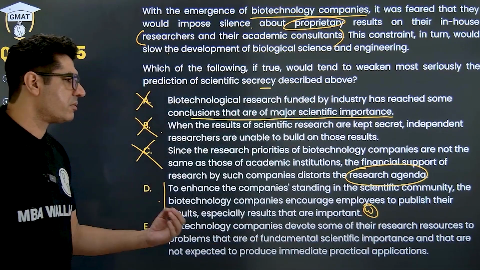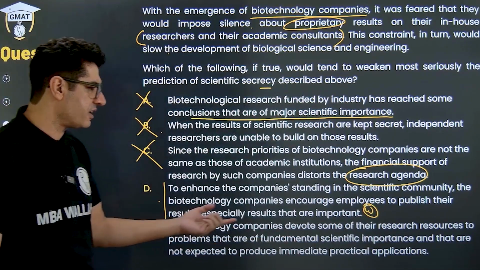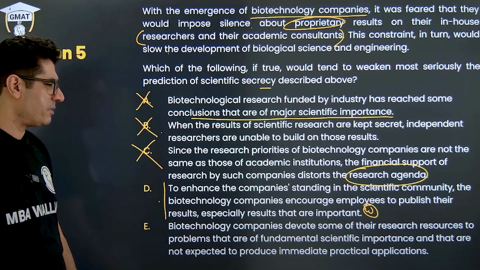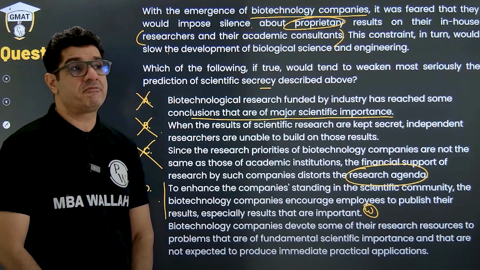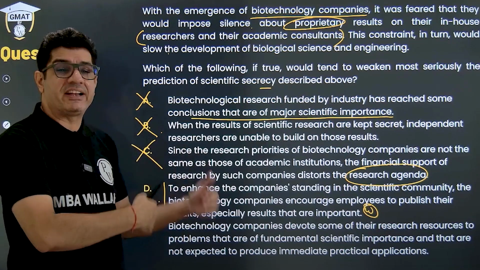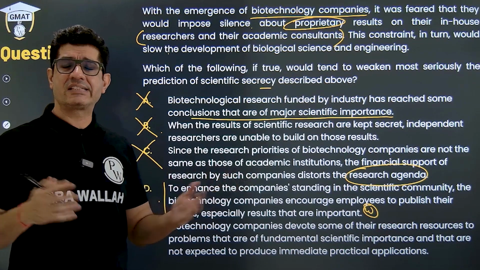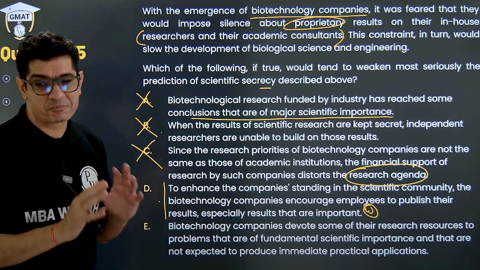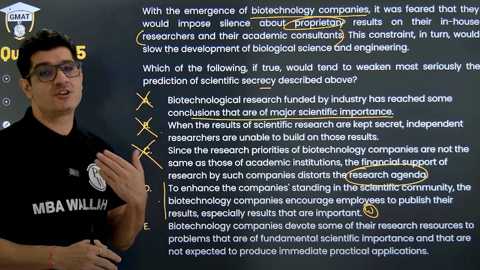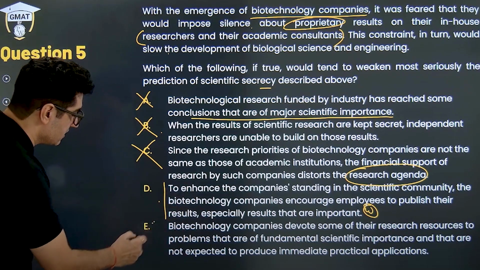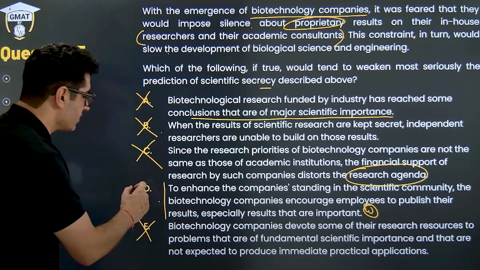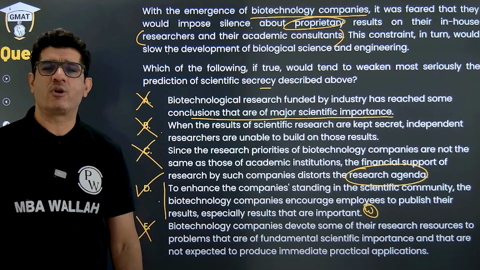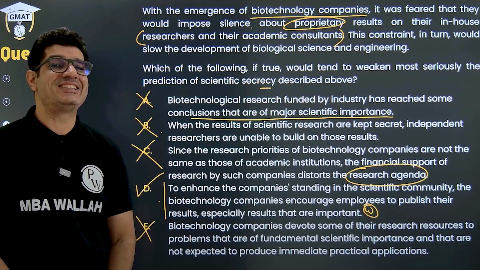E. Biotechnology companies devote some of their research resources to problems that are of fundamental scientific importance and that are not expected to produce immediate practical applications. Okay, so they may do that. But when they find some results, when the findings come out, are they secretive about those, or do they share those with the wider world? Once again, we do not know. And that is why even this is irrelevant. So the only one that weakens it is option D, and therefore that's the one that we should go ahead and choose as our answer.